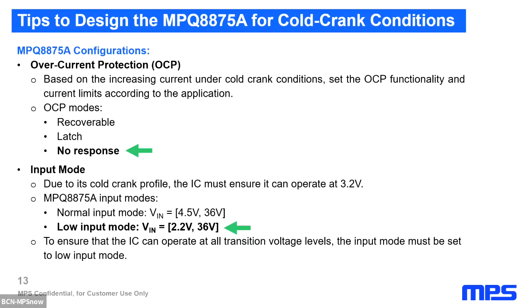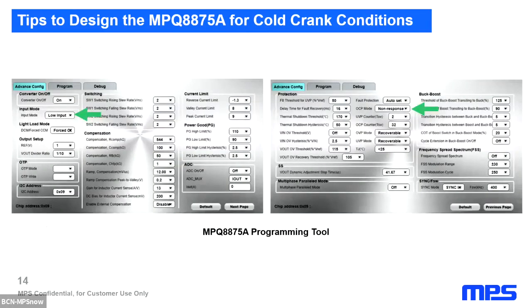On the other side, at normal input mode, the allowed input voltage range goes from 4.5 volts to 36 volts. In order to cover the full range of the cold crank profile, it's needed to set the low input mode, which allows voltages down to 2.2 volts. All these configurations can easily be set with the graphical user interface of the chip.